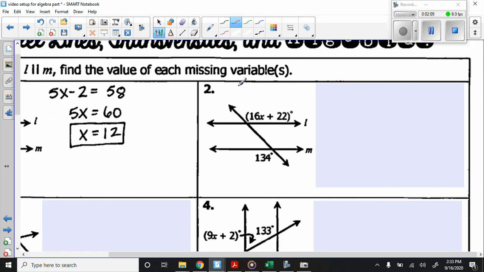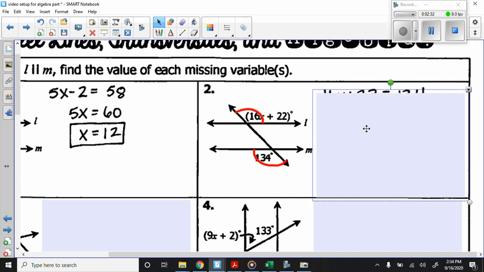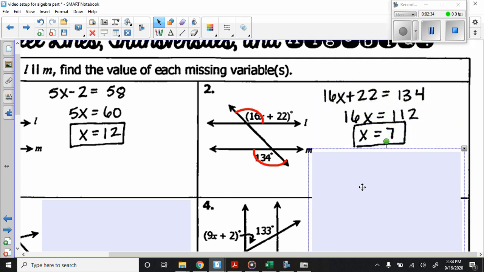On to this one. The position of the 16x plus 22 is at top right there, and the 134 is on the bottom left. So these are exterior and alternate. They're exterior of the parallel lines on alternate sides of the transversal. So that means alternate exterior angles are congruent. So I'll set them equal to each other. And then there's my math for solving them.